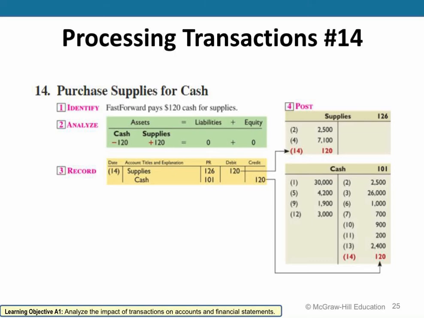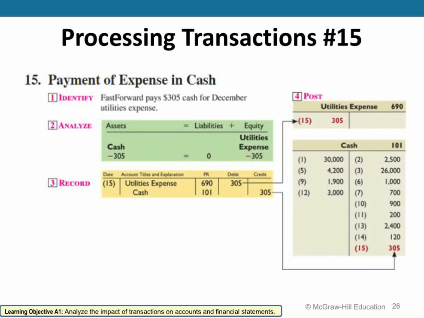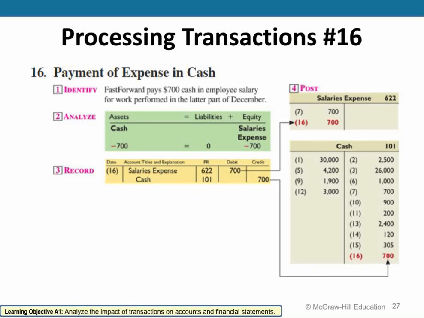Purchasing supplies for cash, we would again increase supplies as a debit, posting to the left-hand side, and post cash as a credit to the right-hand side, decreasing cash. And paying our utilities expense in cash. Utilities expense is going to decrease equity available for the shareholders, so it's going to post as a debit on the left-hand side. Cash is going to be our credit, posting on the right-hand side and decreasing the amount of cash. And then payment of the salary expenses in cash. Those salary expenses are going to get a debit on the left-hand side for $700, and cash is what we paid. Cash is going to be our credit, posting to the right as a credit, decreasing the amount of cash.